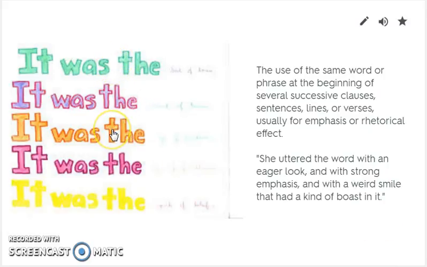And "it was the best of times, it was the worst of times" is an example from A Tale of Two Cities by Charles Dickens, the opening lines of that book.